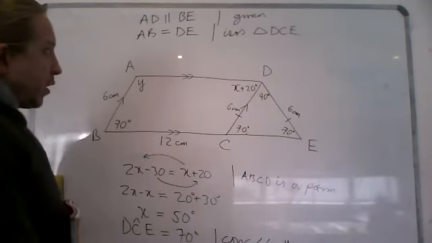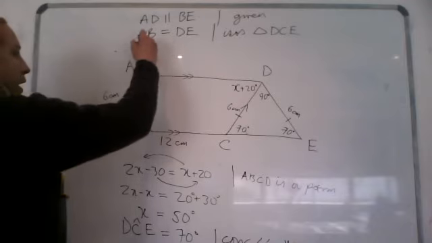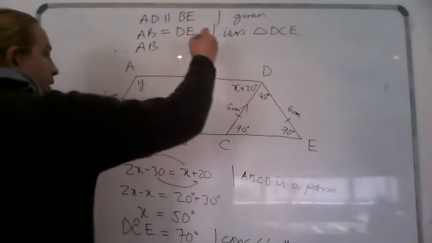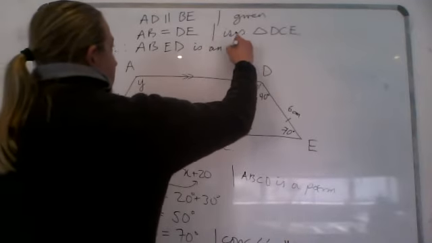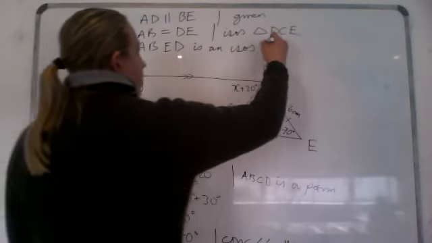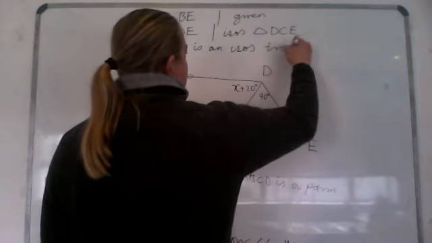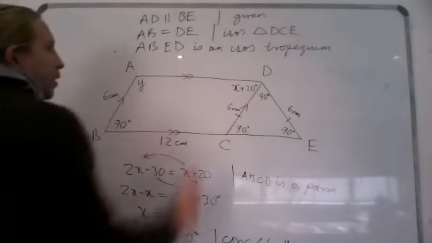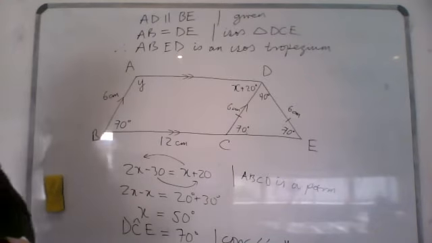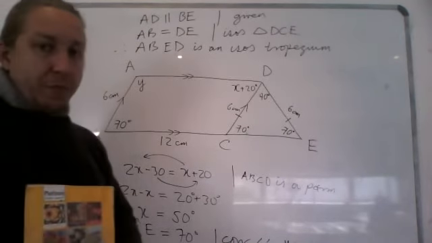Great, therefore ABED is an isosceles trapezium. Okay, ABED is an isosceles trapezium, and we've proved that.